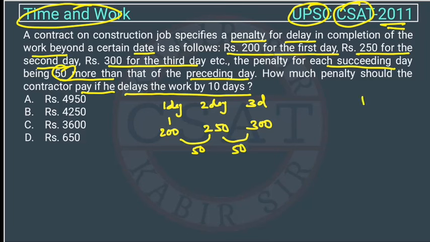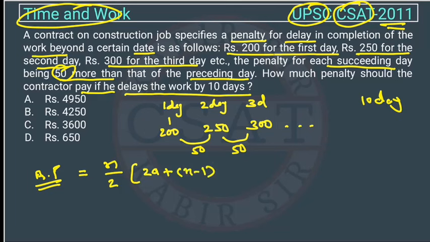So till the 10th day we have to compute, right? You can just write all the numbers: 350, 400, 450 in this way, and add them. Otherwise, if you know, in this kind of series we can use arithmetic progression, AP. So this is a summation of arithmetic progression. What is the formula for that? It will be n by 2, 2a plus (n minus 1) into d.